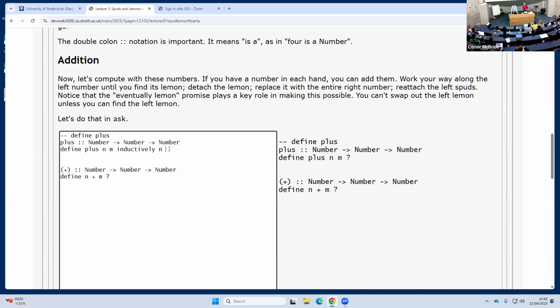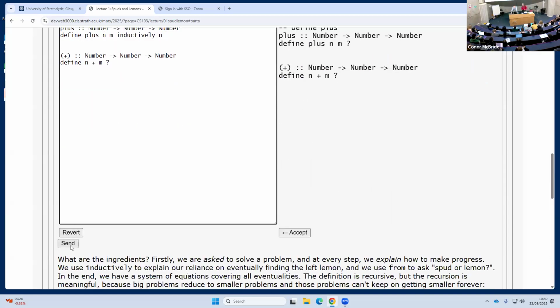Yeah, and then you hit send. This is the send button there.